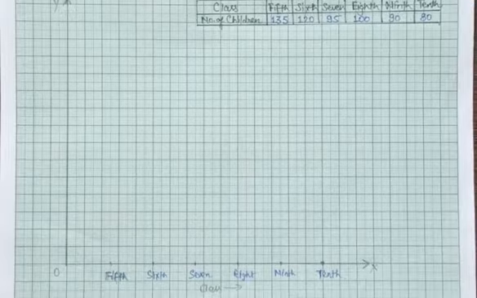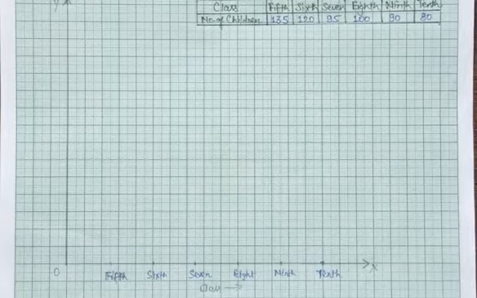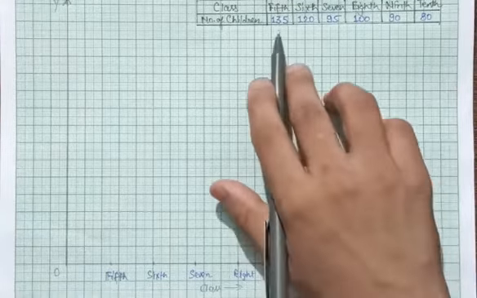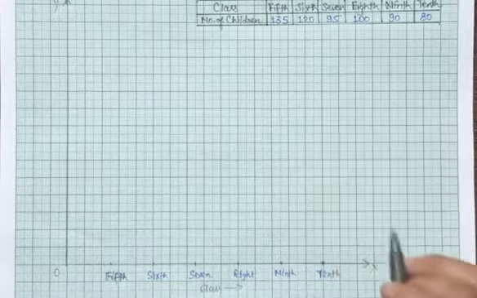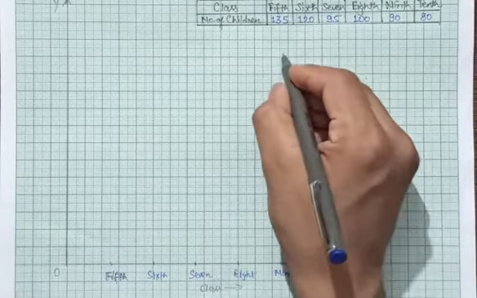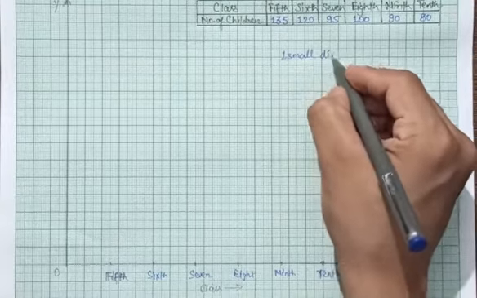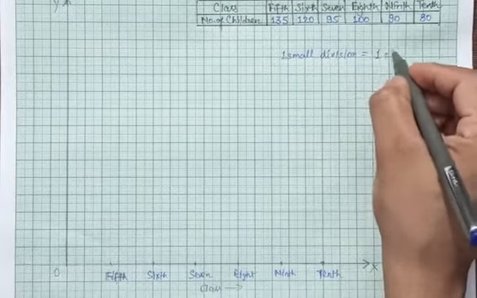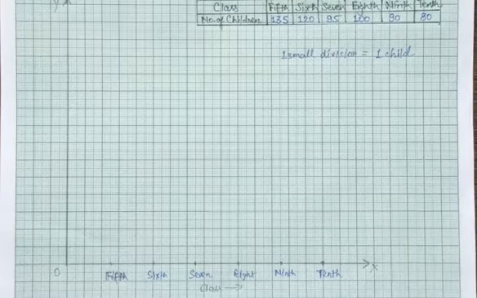Now, our step 2 is completed. In step 3, we have to choose a scale, such that all the numerical values that are given in this data can be represented in a simplified way in the bar graph. So let us choose the scale that one small division is equal to one child. That is, one small division represents one child.